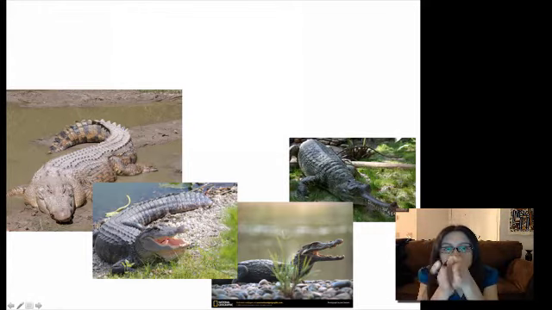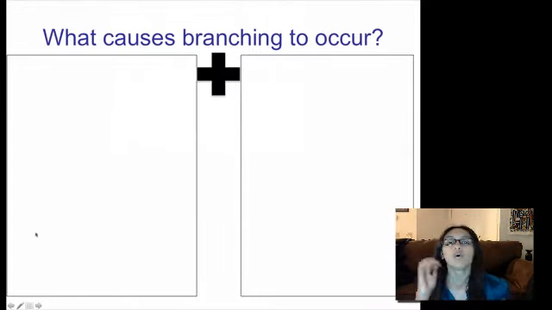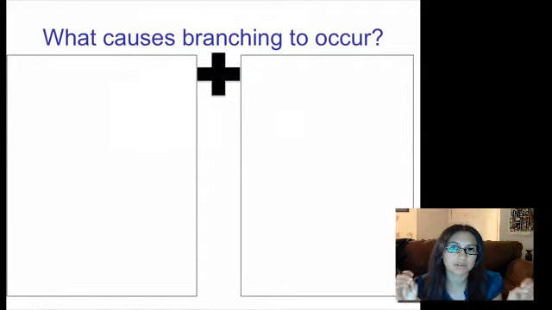They have these really long, skinny snouts. But the ancestral crocodile species branched to form these different species that we see today. Okay, so the big thing is, what causes branching to occur then? Why do species branch off and form different species?